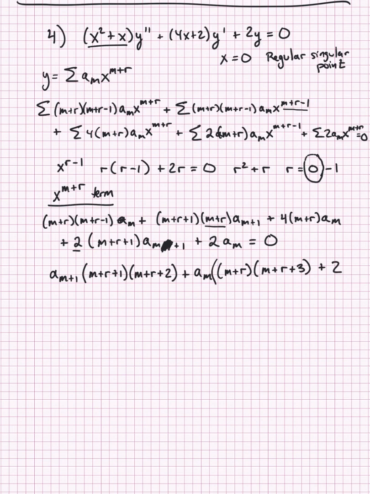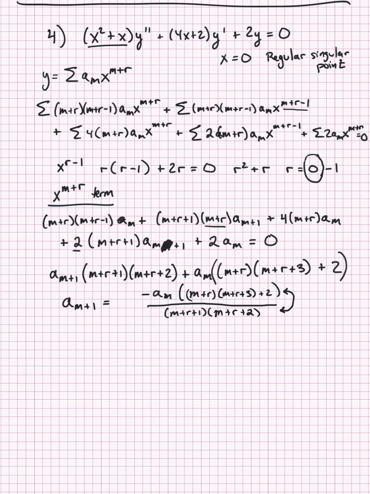This is all multiplied by a_m, so I get that a_(m plus 1) is equal to negative a_m times ((m plus r)(m plus r plus 3) plus 2), all divided by (m plus r plus 1) times (m plus r plus 2). And then a nice algebraic miracle happens where it turns out these are exactly the same.